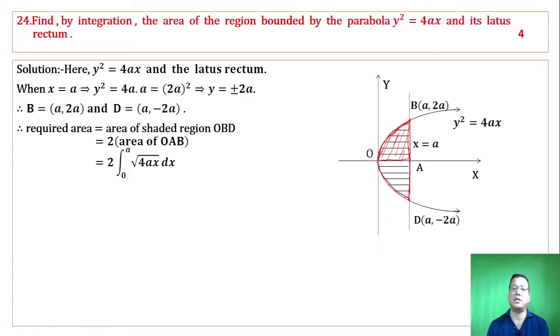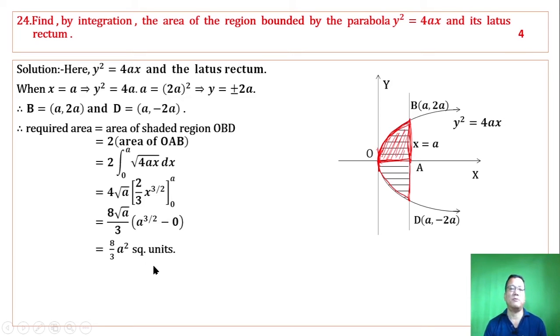The area of the parabola above the x axis between the lines x equal to 0 and x equal to a, using the formula for the area between the parabola and the x axis, where the y value is square root of 4ax. X ranges from 0 to a, twice. The integral of x to the power 1 by 2 gives 2 by 3 x to the power 3 by 2, square root of a, and its derivative. Evaluate between limits a and 0 and simplify. Later, this gives 8 by 3 a square units.